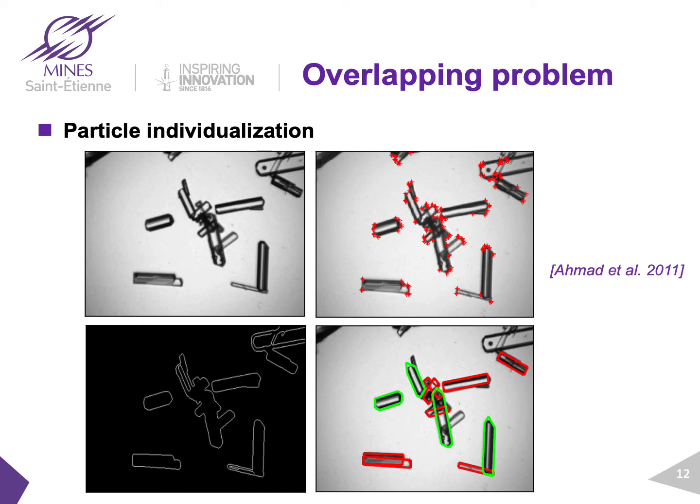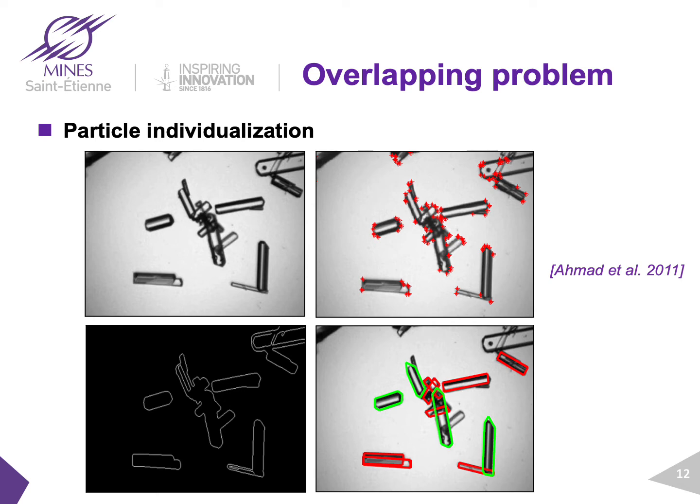So how can we identify particles which are overlapped? And so we propose a specific method here for this kind of crystals. So we start from the 2D gray level image. Firstly, we try to identify some specific points, which are the corner points here. You can see on the upper right image. In the lower left part, we extract also the contours of the different particles.